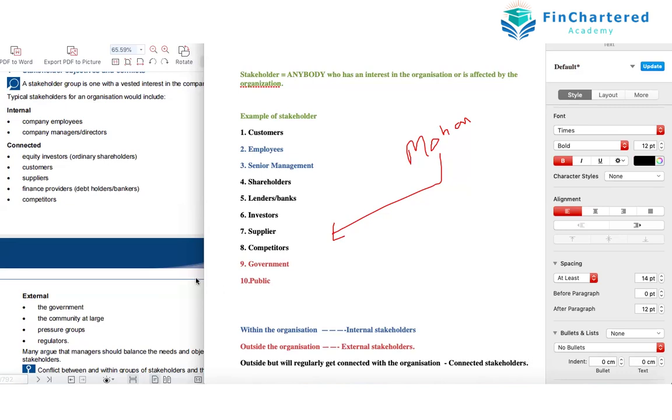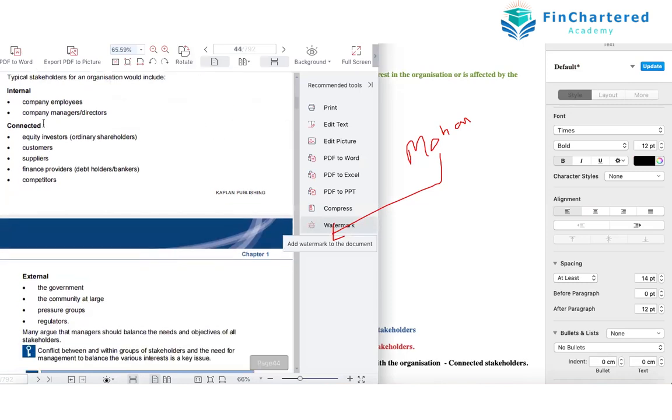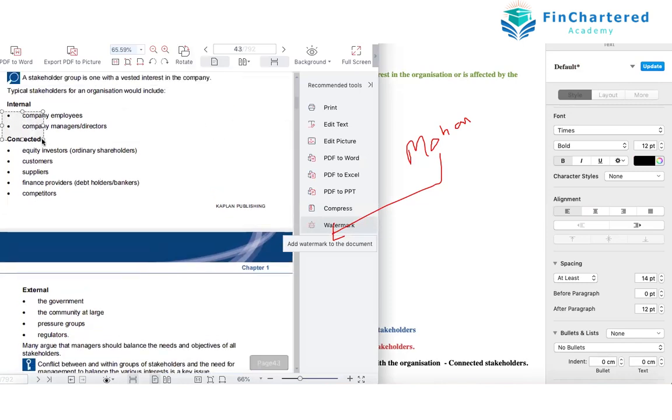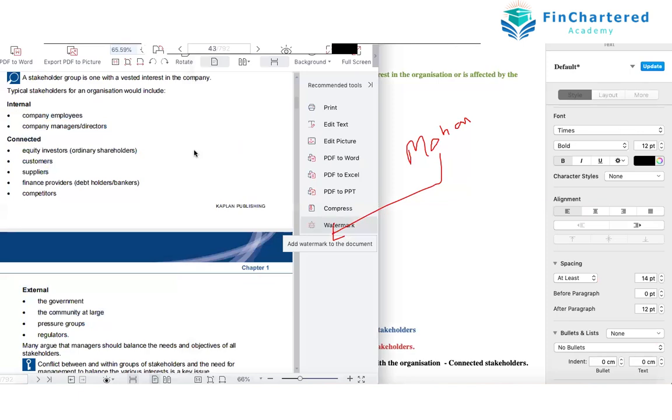And that is what the textbook is talking about. It talks about who a stakeholder is, along with the different categories of stakeholder. Again, the textbook hasn't explained it in too much detail, but I have. So we've looked at who the stakeholder is.